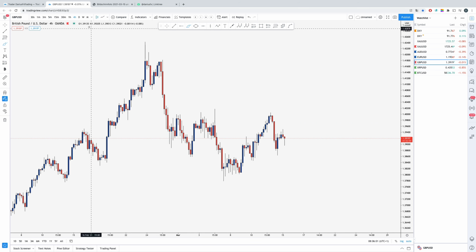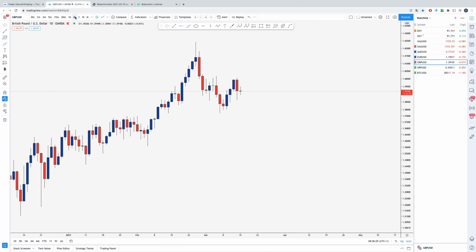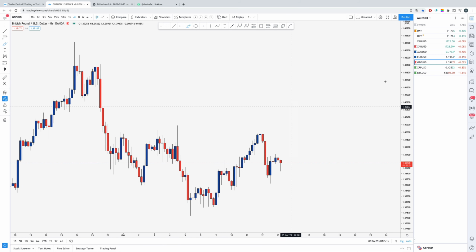Yeah, that's kind of the idea. So from my point of view, I'm more bullish than bearish on GBPUSD, to be honest. Definitely I'm more bullish than bearish.